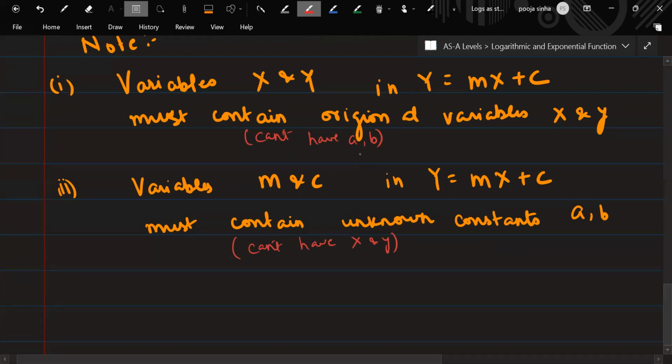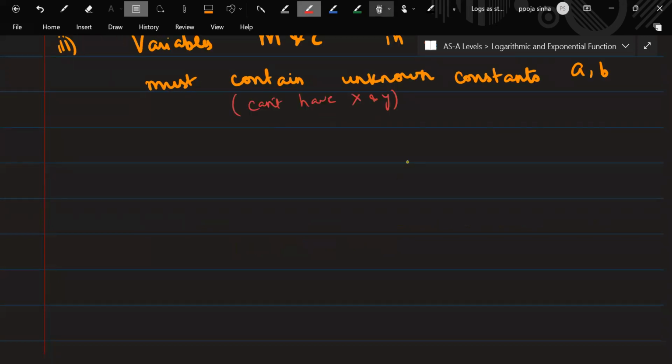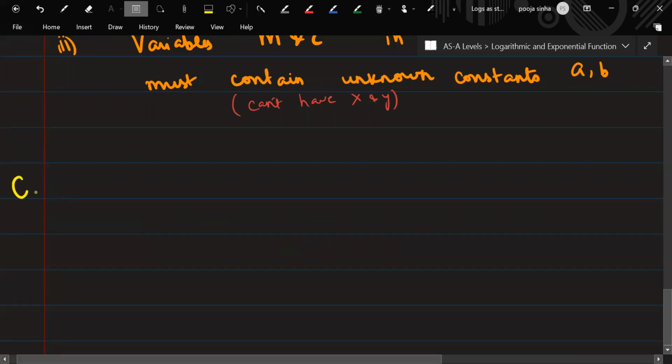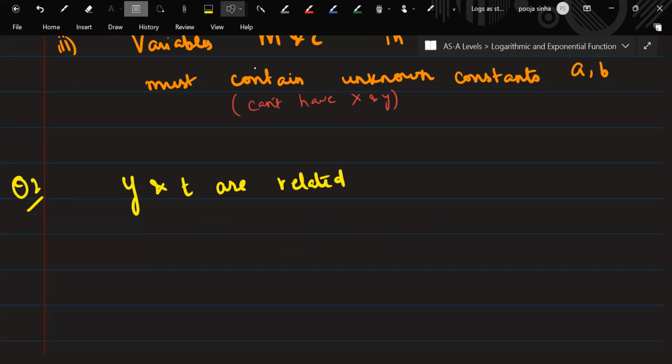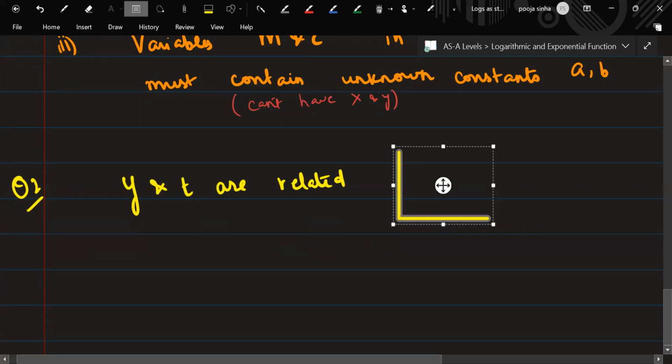Yeah. Okay. Now another question. Now this you will try on your own. The next question is, see, it's clearly written y and t are related, which means what is on the x-axis and what is on the y-axis for the curve? This must be y, and on the x-axis it must be t. Right? And then you must be getting a curve.